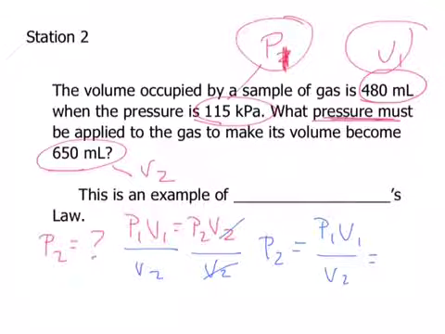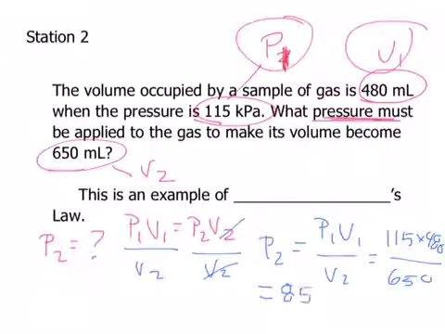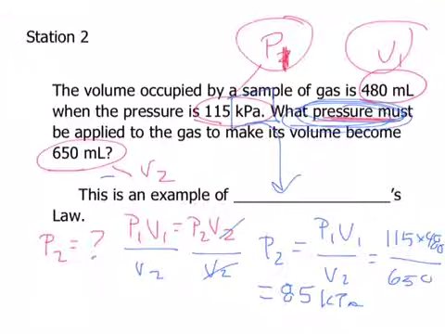We're going to plug our numbers in. So we have 115 times 480 divided by 650. And the answer that I'm going to get is 85. I rounded, it was 84.9. In this case, we're dealing with pressure, so we're looking for the pressure here. And since these units were kPa, I want to use kPa down here. So kPa are my units, and this is an example of Boyle's law.